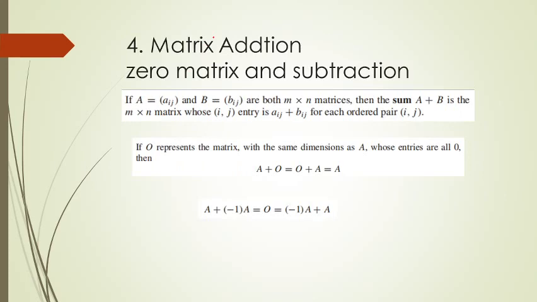Next one is the matrix addition. Matrix A plus B, that is at each ordered position ij, the entry will be Aij plus Bij. And we use this capital O to represent the zero matrix. So matrix A plus O equals O plus matrix A equals matrix A. Of course, this zero matrix should be the same dimension as the matrix A. And from here, we can see that the matrix addition is commutative, right?